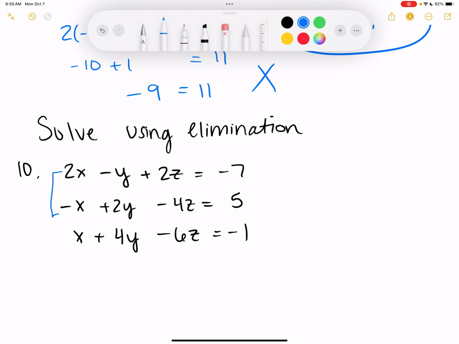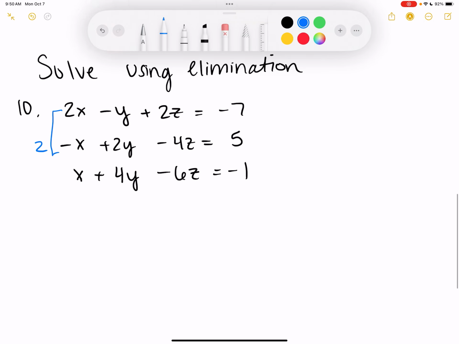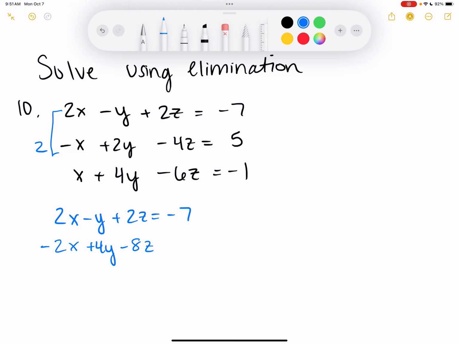So in these first 2, it's not hard, it's just really tedious. The second one. Multiply the second one by 2, so my x's are going to cancel. So this one's going to get multiplied by 2. That's going to give me 2x minus y plus 2z equals negative 7, and negative 2x plus 4y minus 8z equals 10.